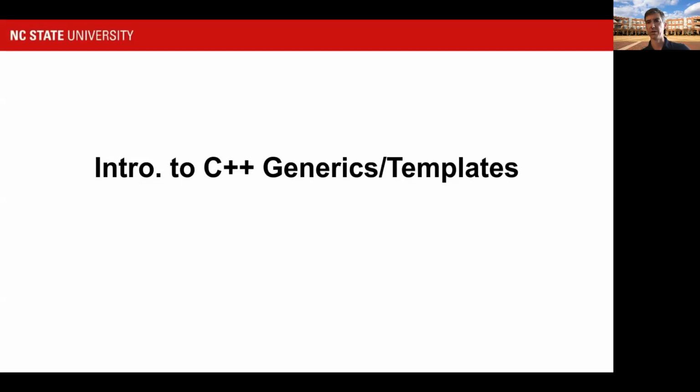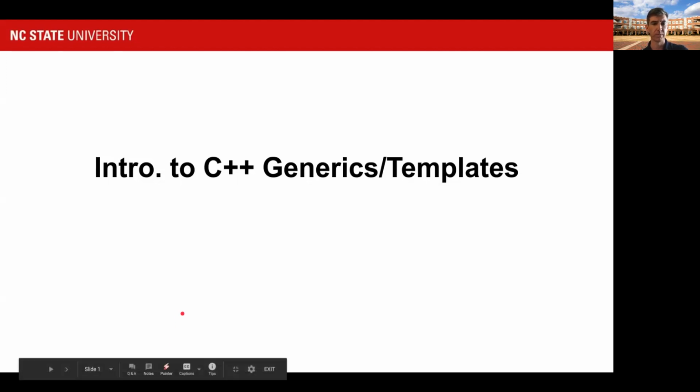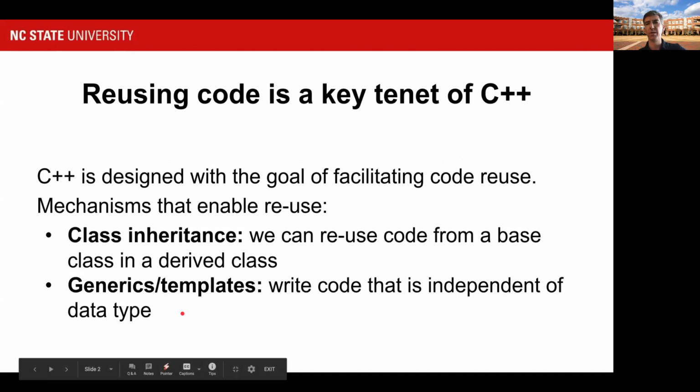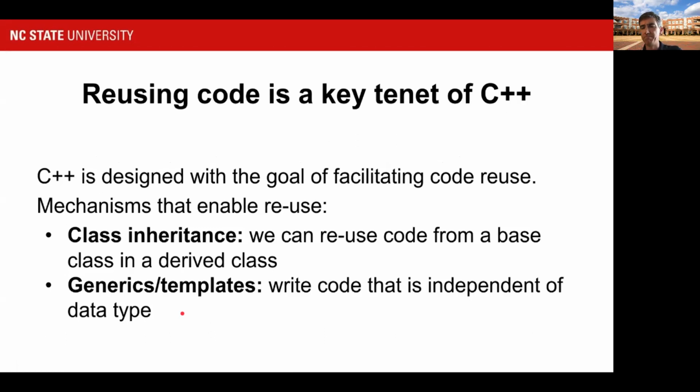Okay, so in this video, we're going to start talking about something new. I'm going to briefly introduce the idea of generics and templates in C++. One of the key goals of the C++ language is to make it easier to reuse code. And there are actually lots of features in the language that help with this. One of them is class inheritance. We're going to be talking about that next. And the other are generics and templates.